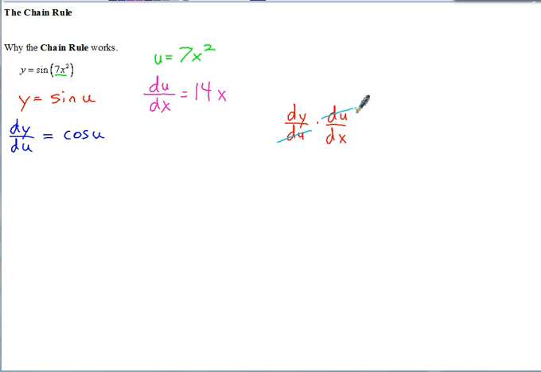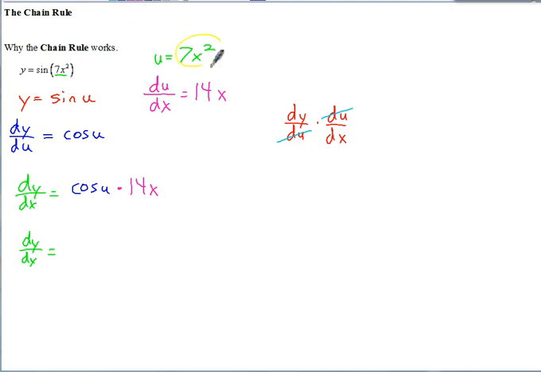So we'll take these two and multiply them together to get dy dx. That's cosine of u times 14x. So that's our derivative, except there's one thing that's not quite right about that. We want dy dx, so we don't want a u there, right? We want it just in terms of x.